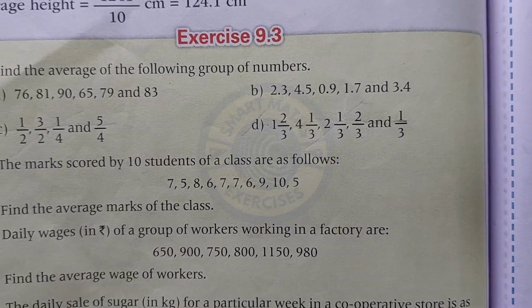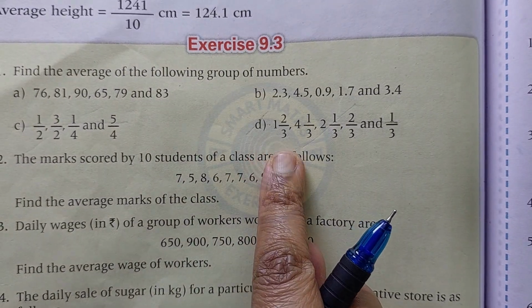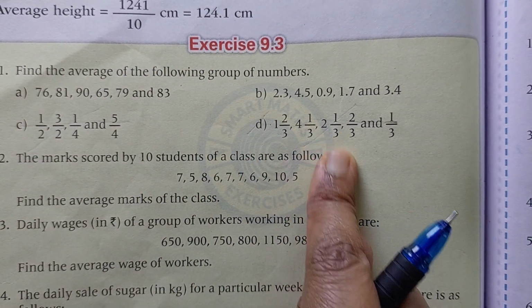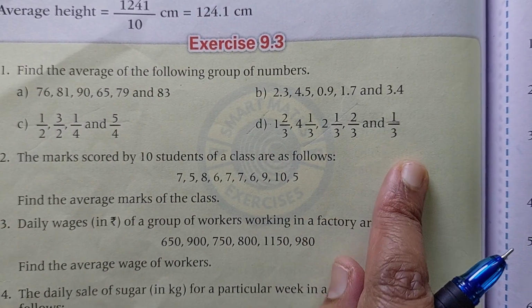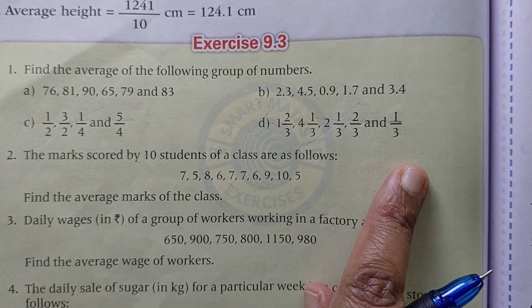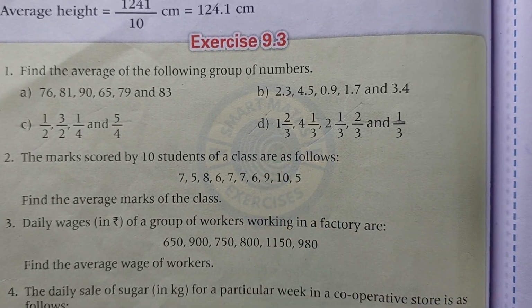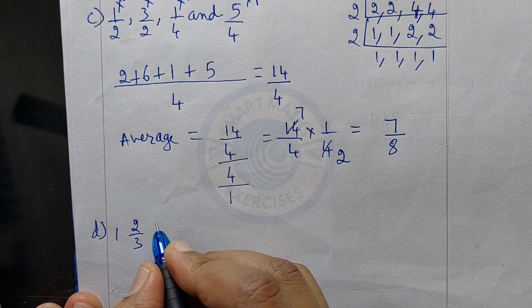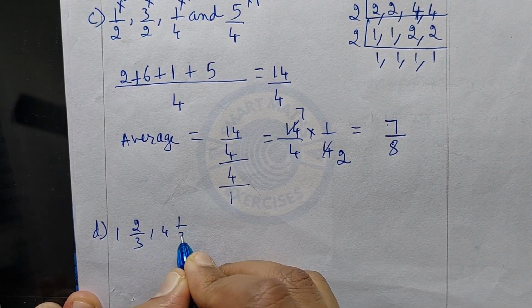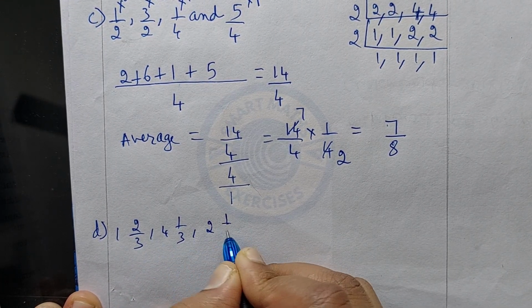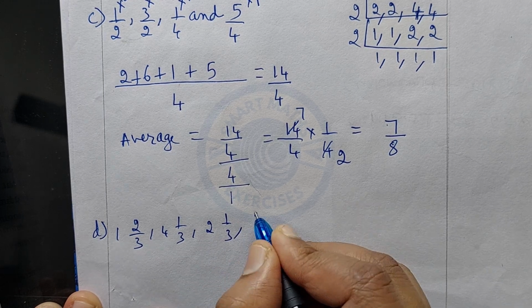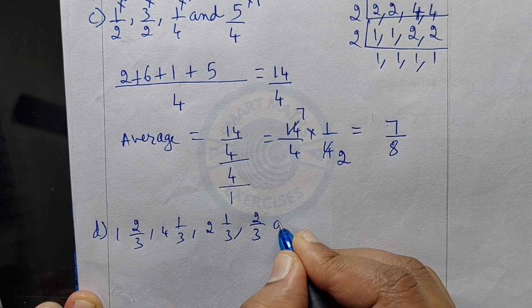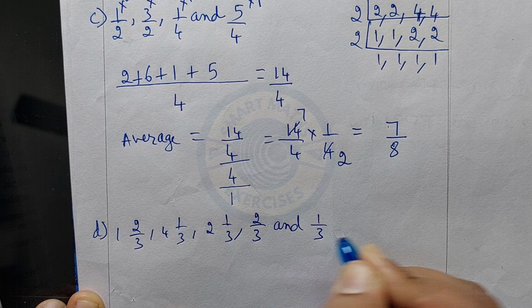Next question. D. 1 2 by 3, 4 1 by 3, 2 1 by 3, 2 by 3 and 1 by 3. This is a mixed fraction. Convert this into an improper fraction. D. 1 2 by 3, 4 1 by 3, 2 1 by 3, 2 by 3 and 1 by 3.